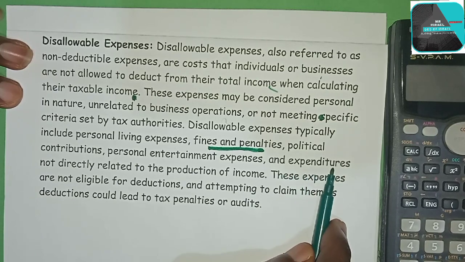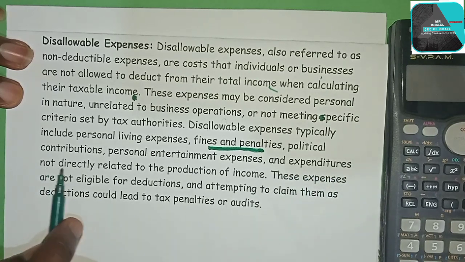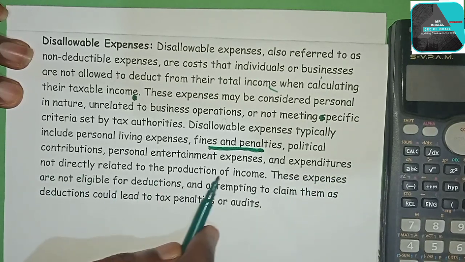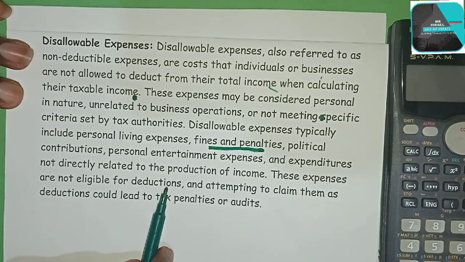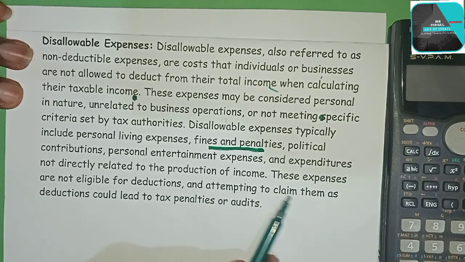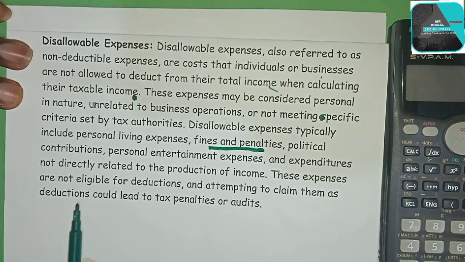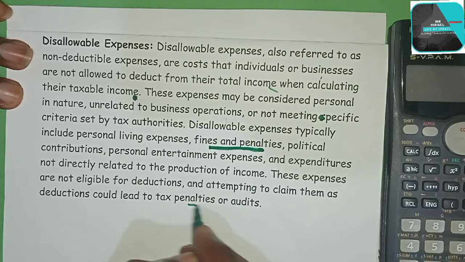And expenditure not directly related to the production of income. Any expense that is not directly related to the production of income is not eligible for deduction, and attempting to claim them as deduction could lead to tax penalty and audit.